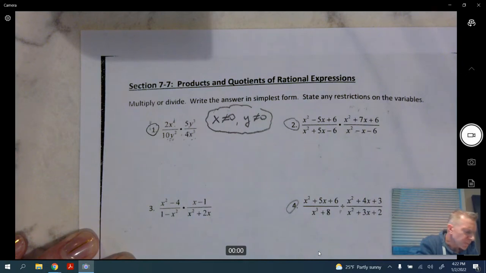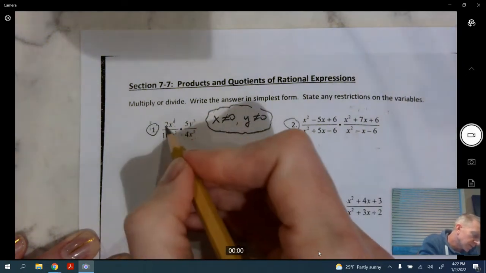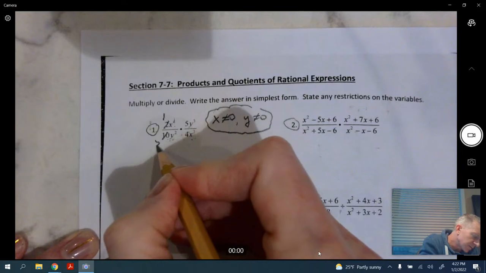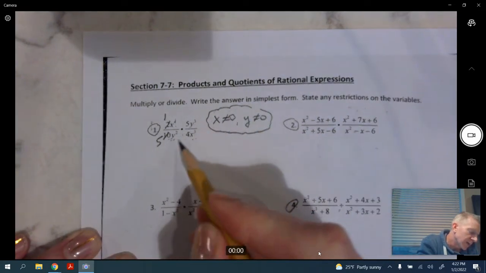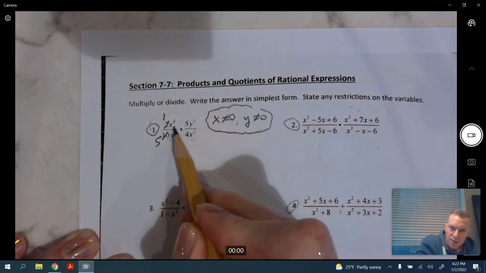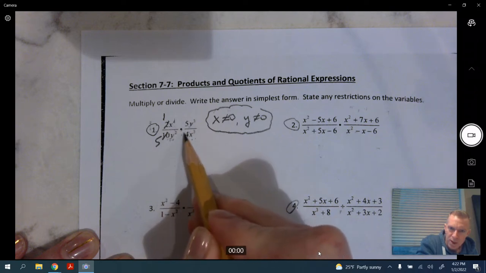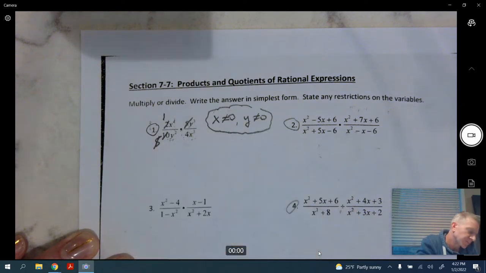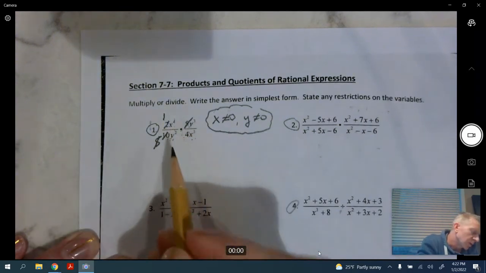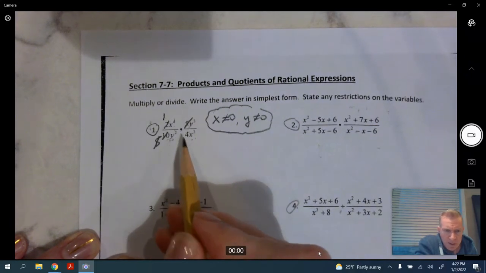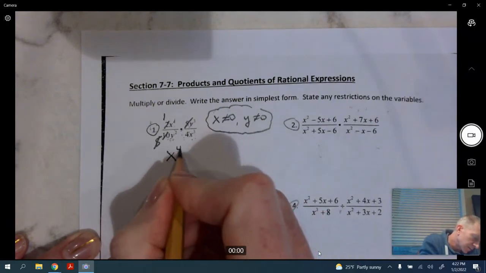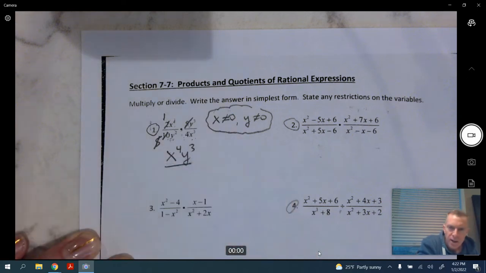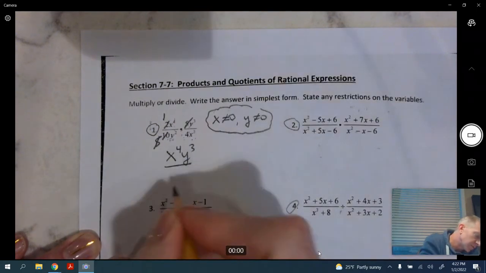Okay. Next, we can reduce the 2 and the 10. Let's make that a 1 and a 5. And actually, we're multiplying. So when you multiply fractions, you multiply the tops, you multiply the bottoms. There's a 5 on the top and a 5 on the bottom. We can cancel those 5s. Okay, so we're going to get x to the fourth times y cubed on the top. And on the bottom, we're going to get 4y squared x cubed.